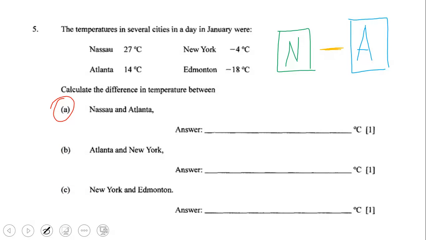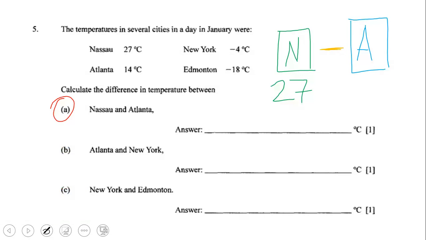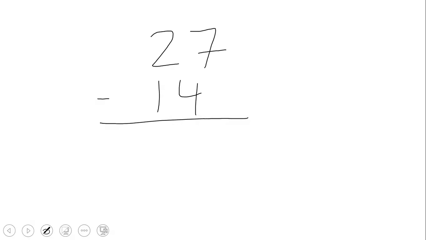Okay, so what is the temperature in Nassau? The temperature in Nassau is 27 degrees Celsius. What's the temperature in Atlanta? The temperature in Atlanta is -14 degrees Celsius. And let us perform the subtraction between these two numbers. Indeed, let us subtract 14 from 27. So let's do that. We have 27 and we have 14 and we are subtracting.